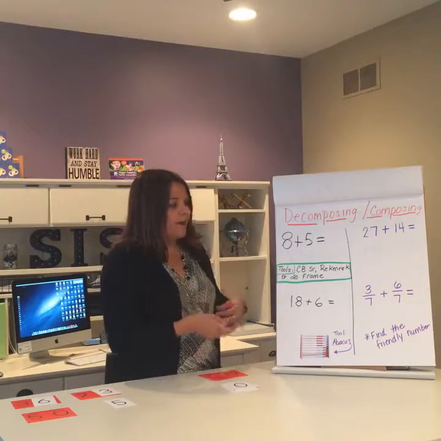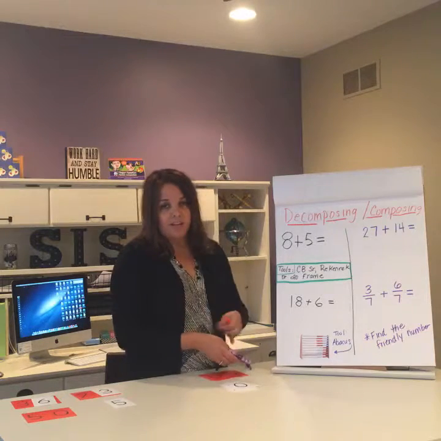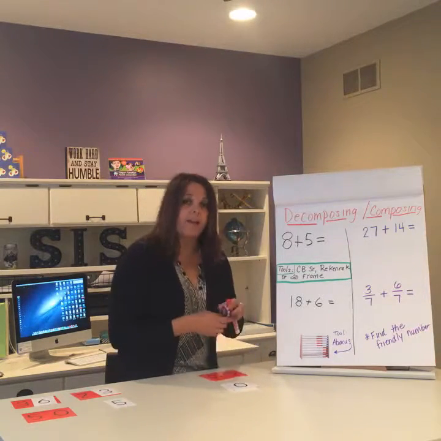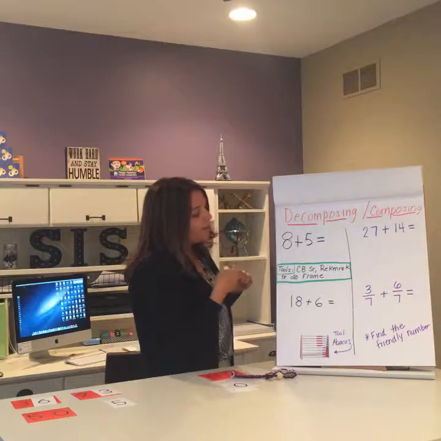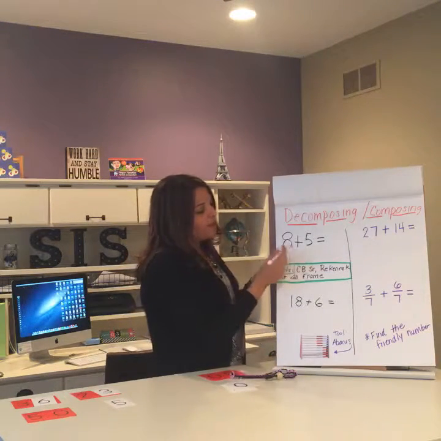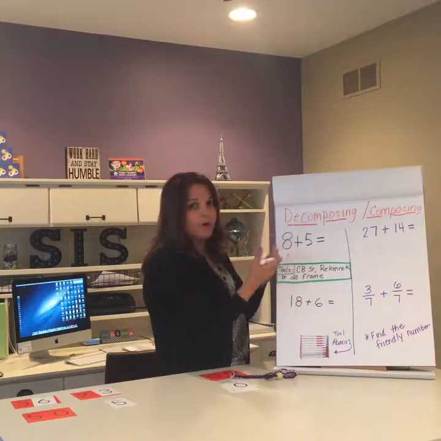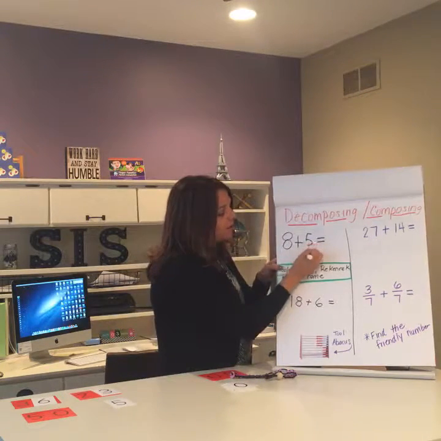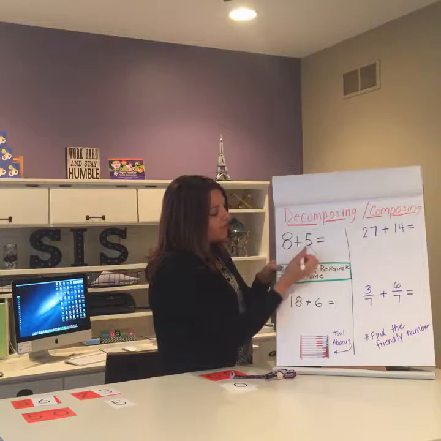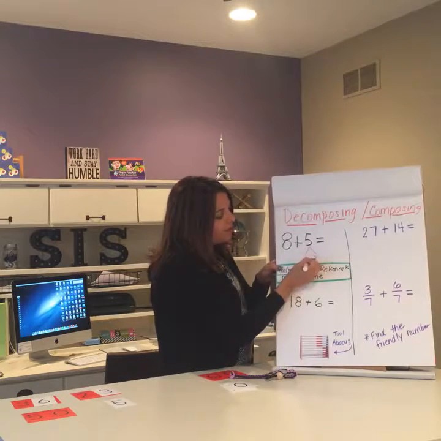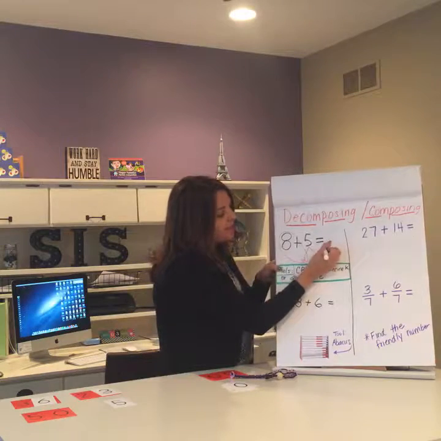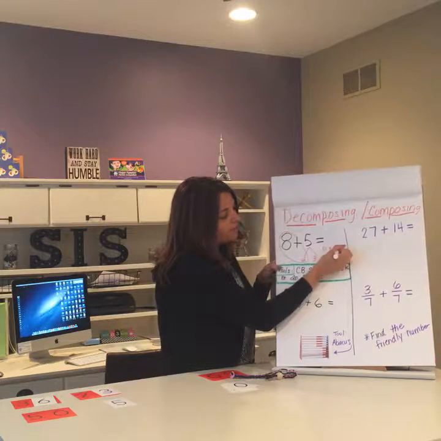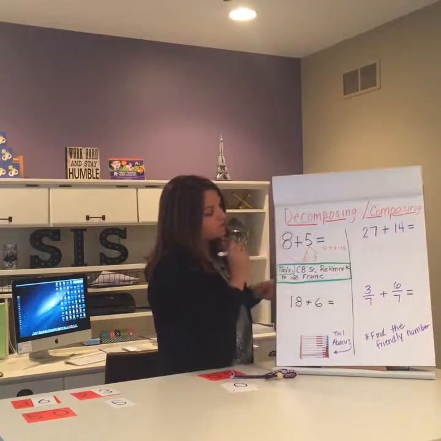When we talk about math, we talk a lot about CPA, which is concrete, pictorial, abstract. This is obviously the concrete model that we might use for this, but if I was having a child show me, as they're doing this in a pictorial representation of their mathematical thinking, one might decompose that 5 into 2 and 3, and they're going to bond the 8 with the 2 to make 10. So their new problem is going to be 10 plus 3 equals 13.